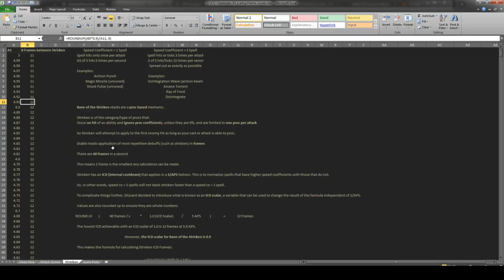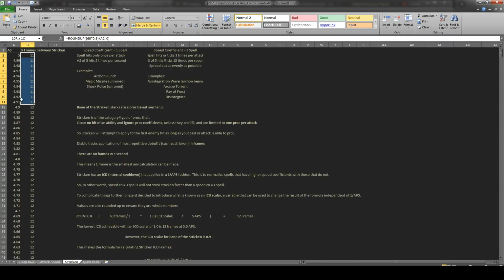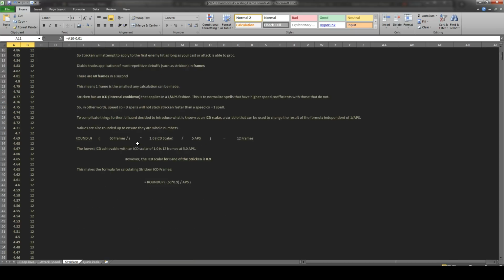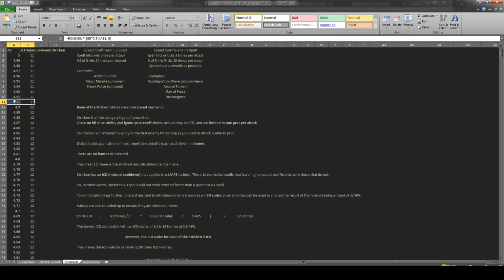So you see the table here. This is a Stricken chart based on the formula here. Round up with the ICD scalar for Stricken, which is 0.9. Multiplied by 60 gives you 54 over APS, which is what allows you to hit this frame amount of 11. Now the interesting thing here is that you can hit 11 frames with Stricken because of the proc scalar of 0.9 at less than 5 APS.